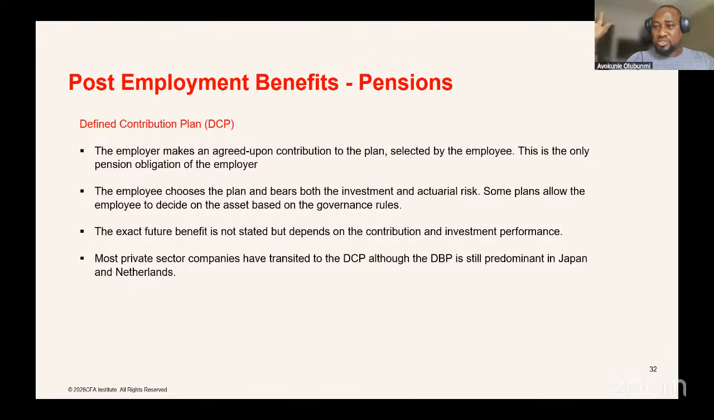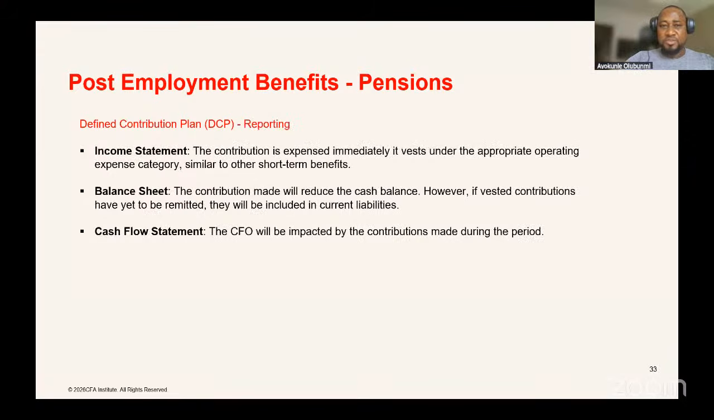Oftentimes, it's the employee that chooses it, right? You are the one that will determine it because the employee is the one that will be responsible for how that particular portfolio is managed. So the employee bears both the investment risk and the actuarial risk. And then the liability of the employer is only based on the amount that is being contributed. You don't have any obligation except those that you've actually paid for.